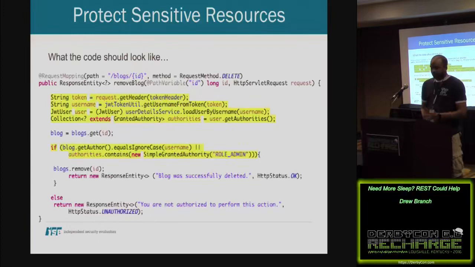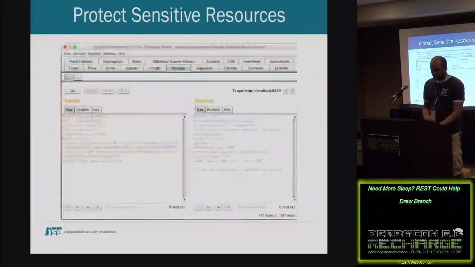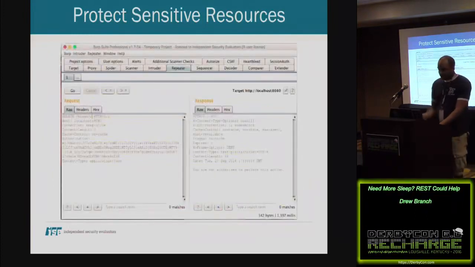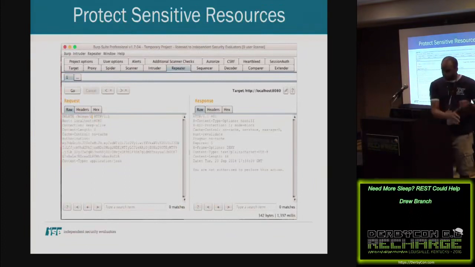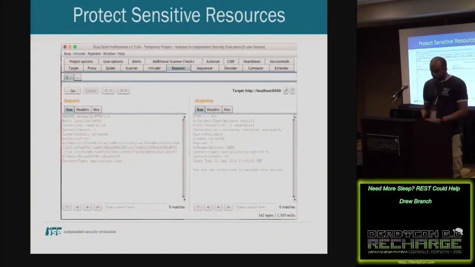If both of these checks don't check out, an error returns saying you're not authorized to perform this action, which is what we want. So now that we have our access controls implemented, we send the same delete request to the blogs/2 endpoint. And we return with you're not authorized to perform this action. This is exactly what we want.